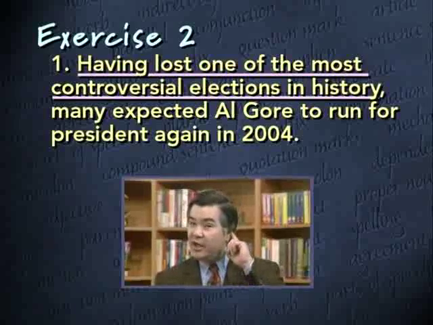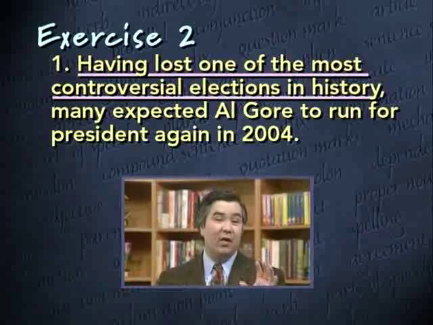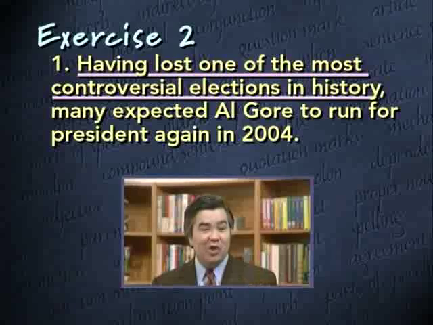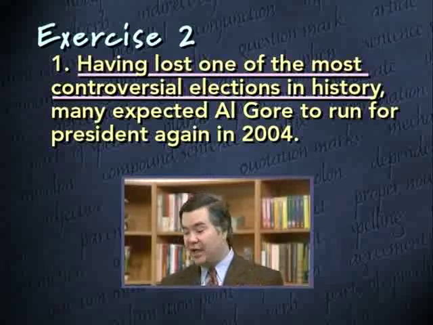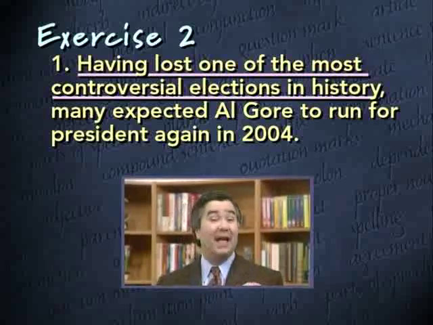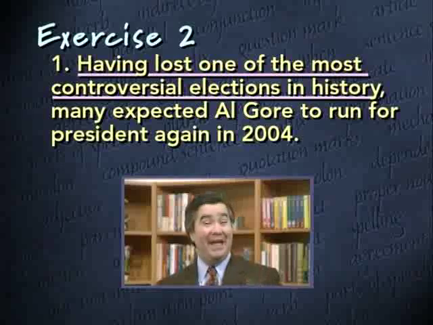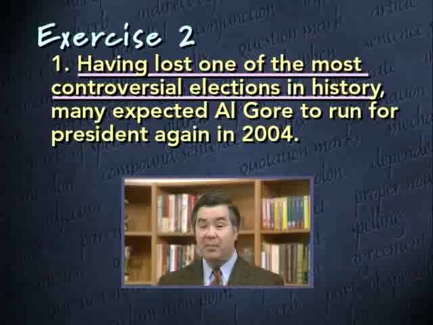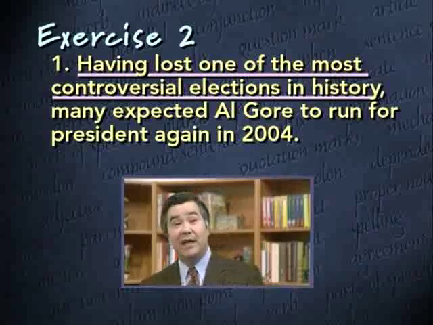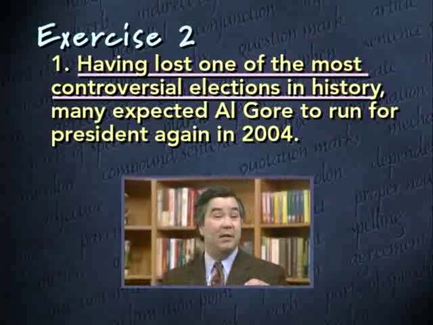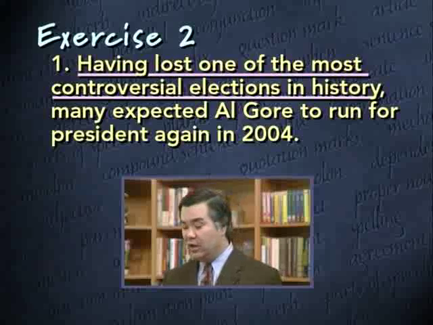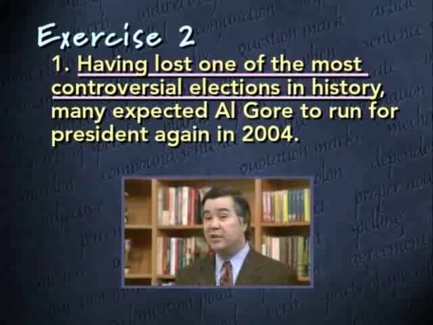Perhaps you can even hear when you read that sentence that that whole long phrase there is describing someone, and it should be next to the person that it describes or modifies. Now, what comes immediately after the comma? Well, immediately after the comma we have the word "many." It's a pronoun referring to many people. Now, is that correct? "Having lost one of the most controversial elections in history, many expected Al Gore to run for president again in 2004."